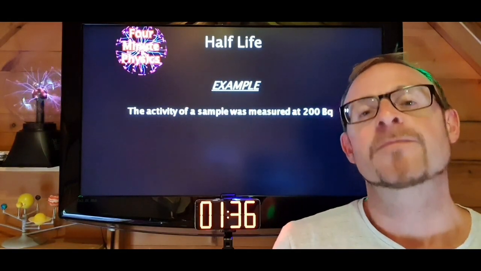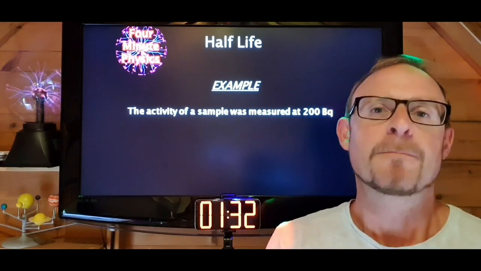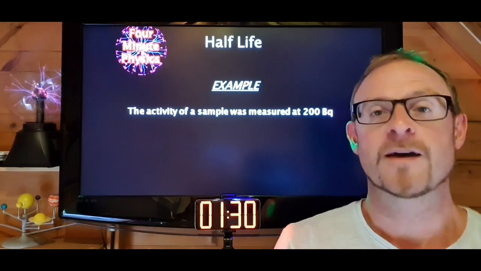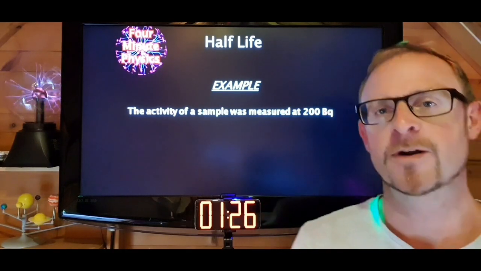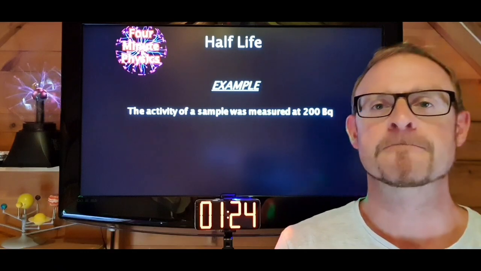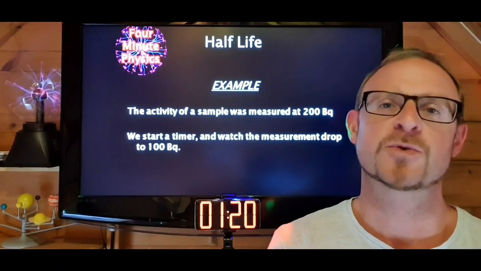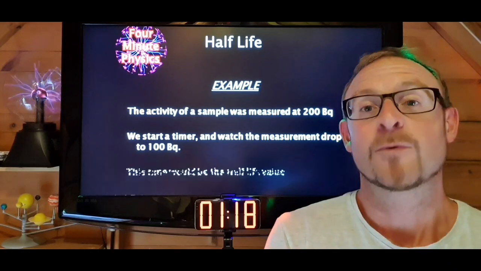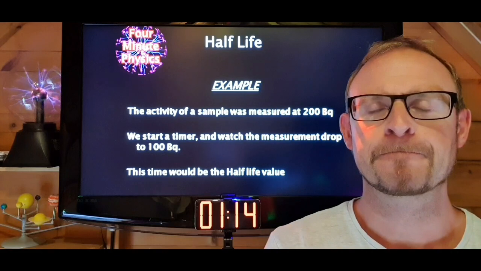Okay, let's have a look at some of those examples. In terms of half-life time, we can work this out by measuring the activity to start with of a sample. So let's say we've measured this sample and it's got an activity of 200 becquerels. That's the unit of activity. We then start a stopwatch and we time how long it takes for that to drop to 100 becquerels. We would then stop the clock, and that value of time would be the half-life time.